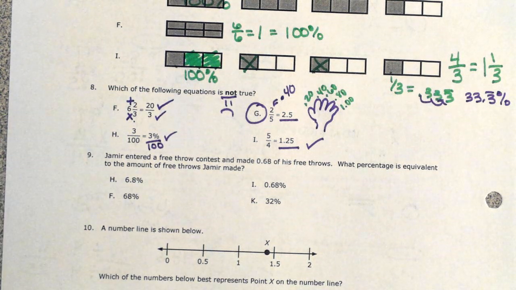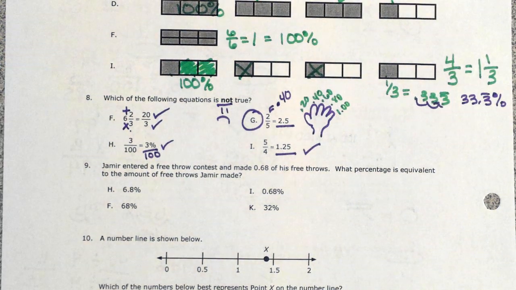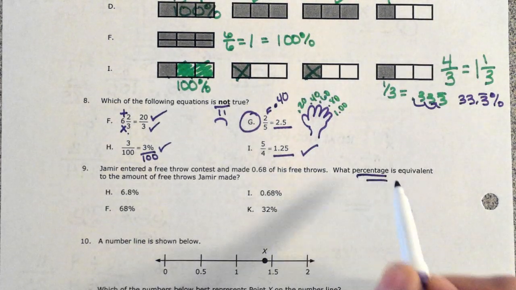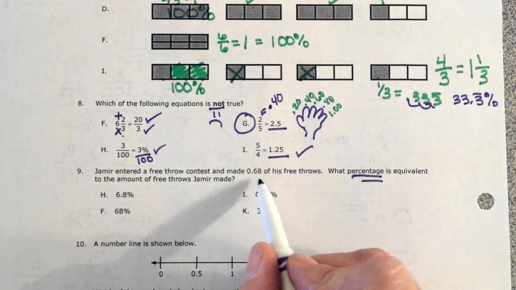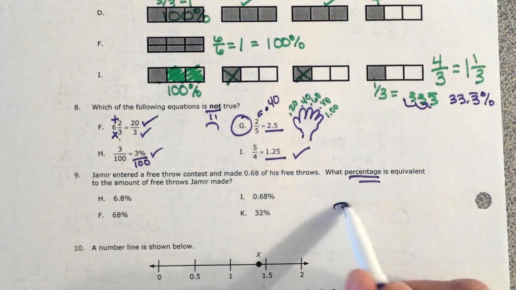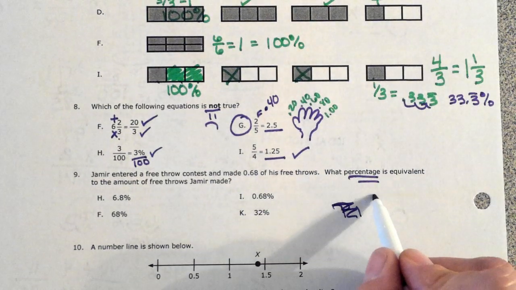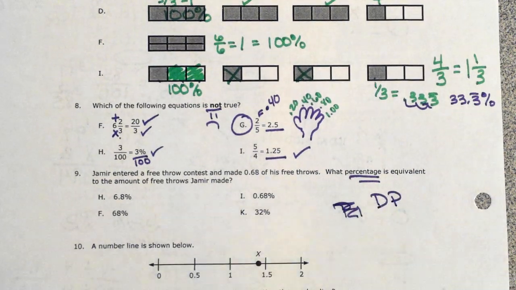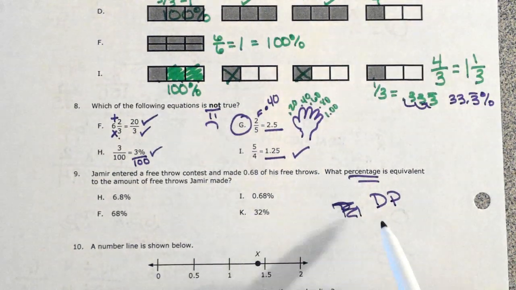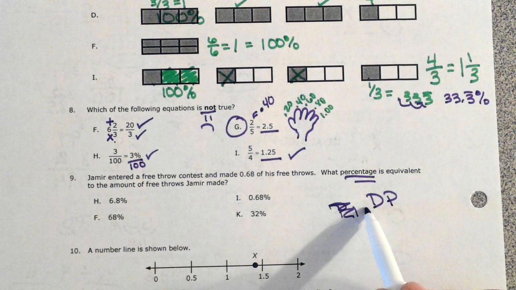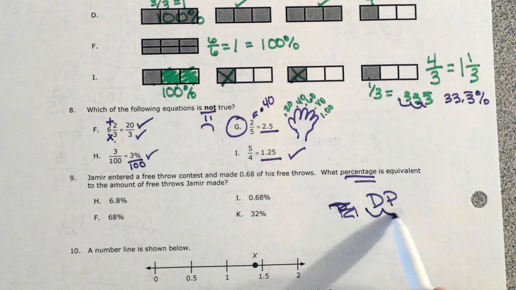This guy entered a free throw contest and made 0.68 of his free throws. What percentage is equivalent to that decimal? Easy. To get from percent to decimal... to get from decimal to percent, it's like a Dr Pepper. You find where your decimal is, and to get a Dr Pepper is a good thing, and it makes me feel all right.